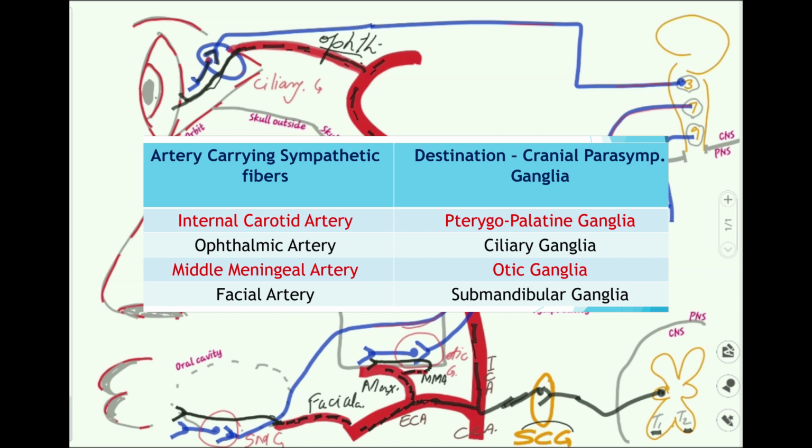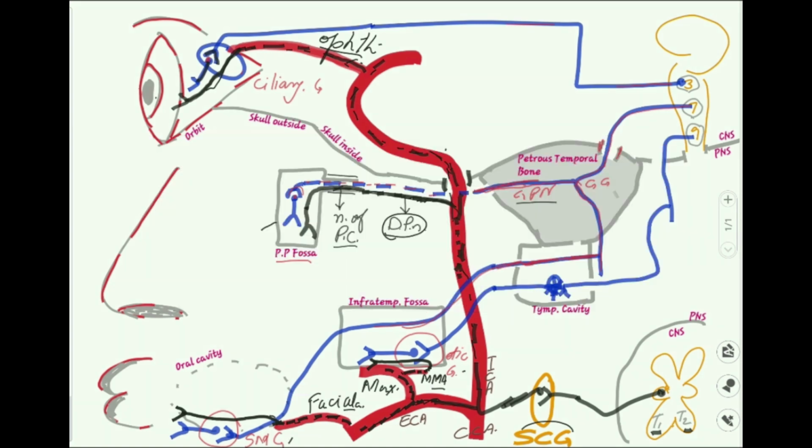For ciliary ganglia, we have got the ophthalmic artery. For pterygopalatine ganglia, we have got the internal carotid artery. For the otic ganglia, we have got the middle meningeal artery. For the submandibular ganglia, we have got the facial artery.